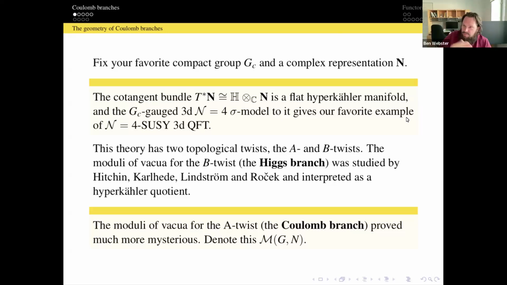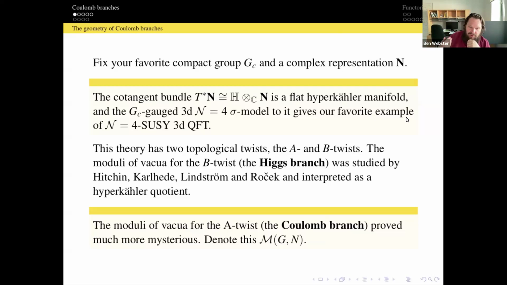Yeah, and so the Higgs branch is a hyperkähler quotient. You can explicitly write it down: I look at T star of N, I look at the complex and real moment maps, look at some fixed level of those, and I mod out by the action of the compact group. So it's an explicit quotient construction. It's something mathematicians understand pretty well, and have been thinking about for a long time.